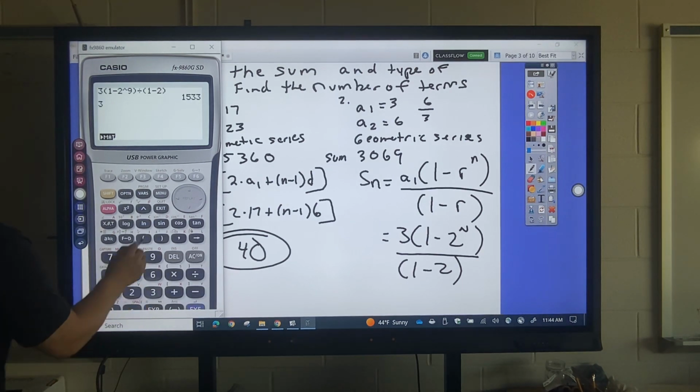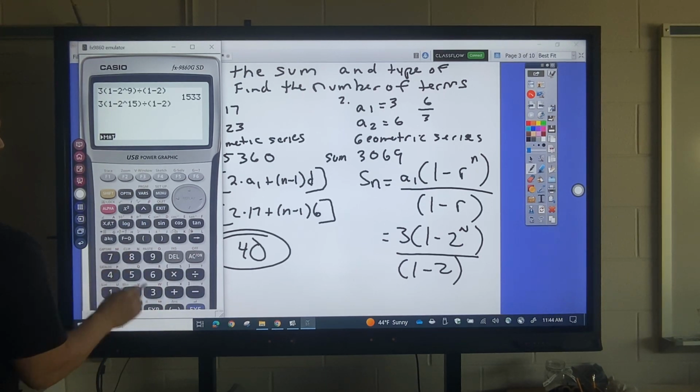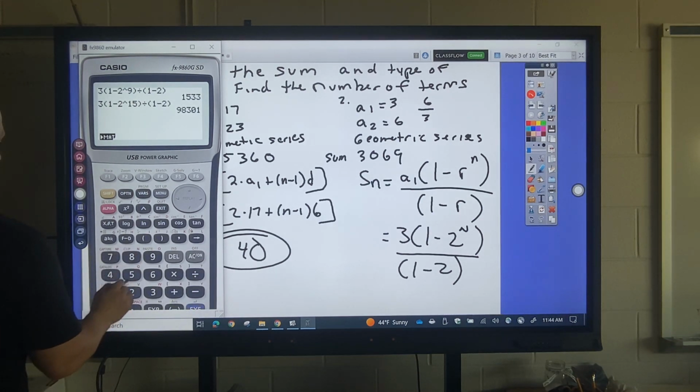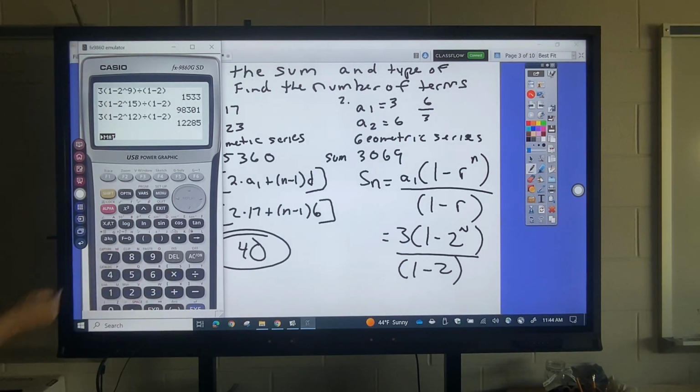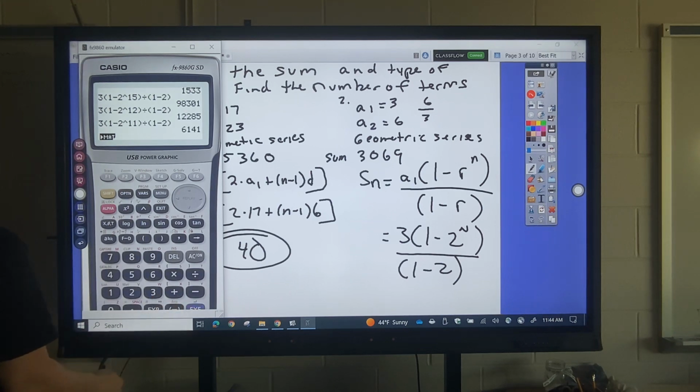1533, I need a lot more than that. Let's go 15. That's way too many. Let's do 12. Still too many. Let's do 11. Still too many. Let's do 10.